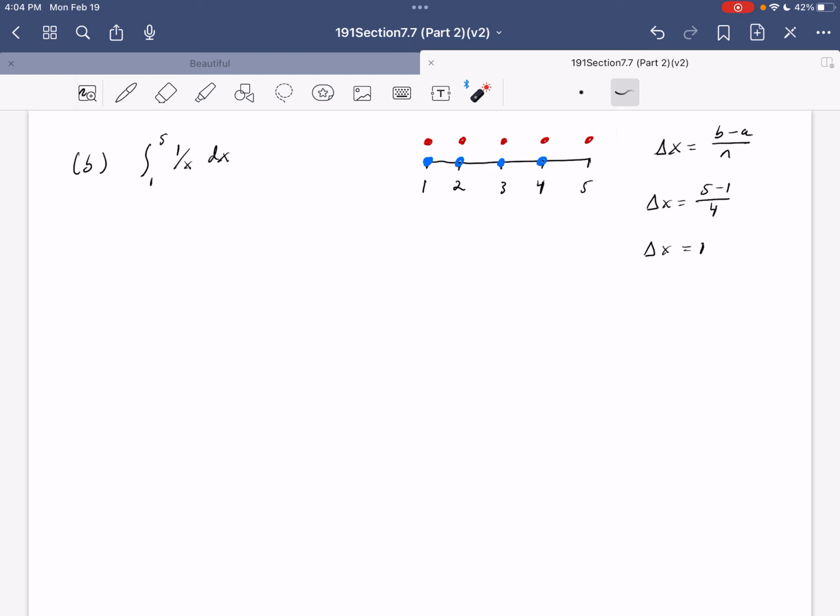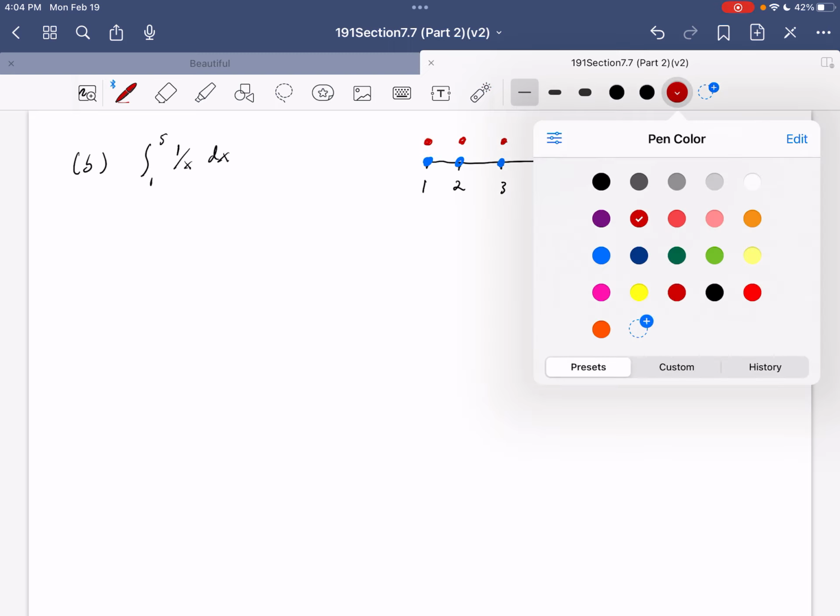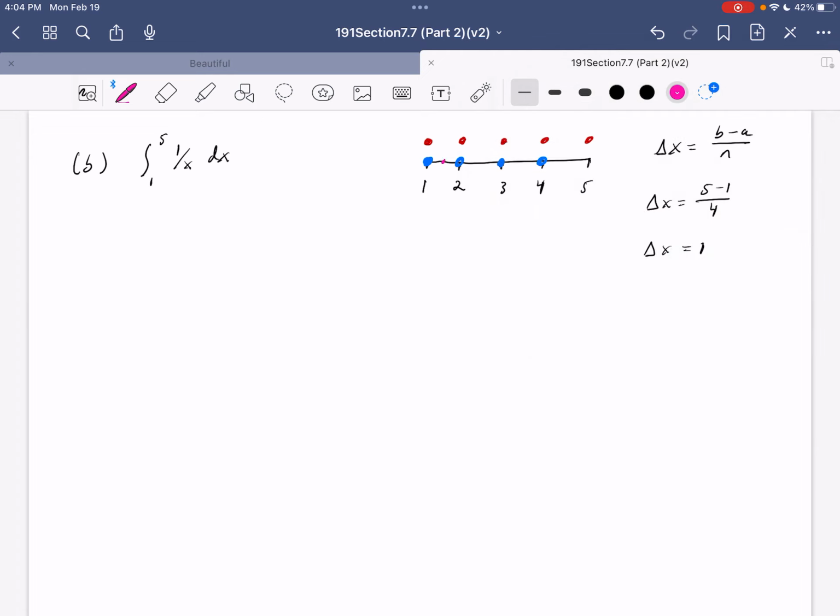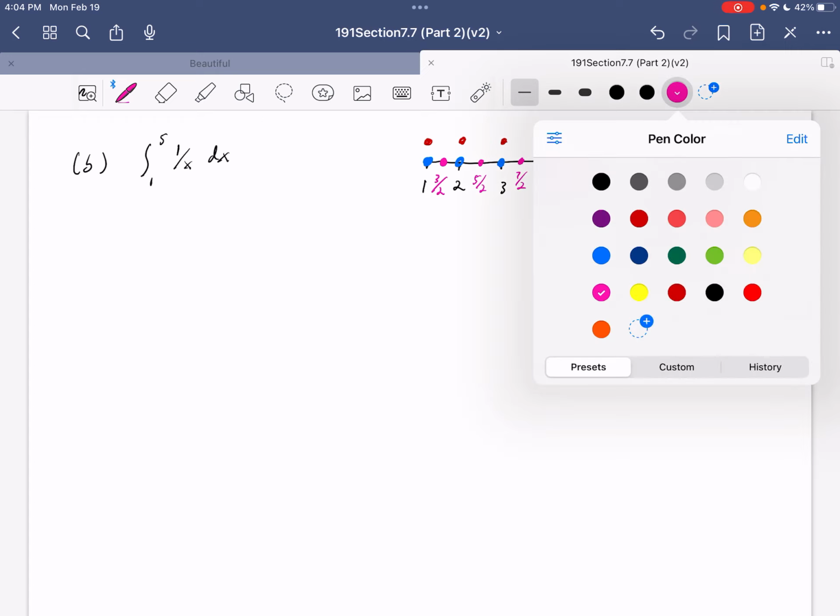And then finally, for the midpoint rule, we'll give ourselves one more color. The midpoint rule is going to use the points in between, which you can find by averaging the ends of those intervals. That, of course, is going to be 3 halves, 5 halves, 7 halves, and 9 halves. So let's write those out.